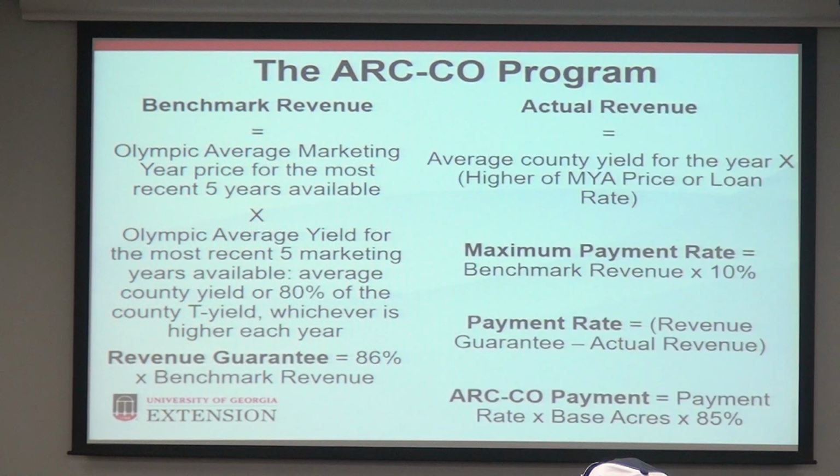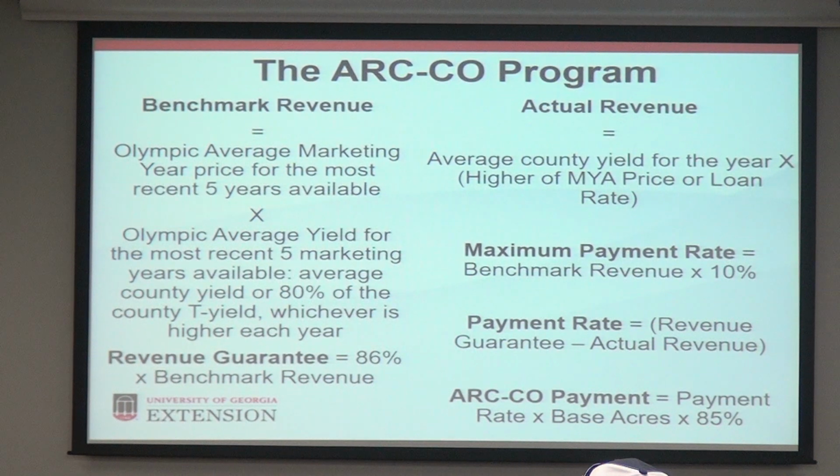That benchmark revenue goes into the computation for the payment for the Ark County based on what the actual revenue is, but recall it's not the actual revenue for your individual farm, it's based on that county yield. So again, this is a county-based program, so that actual revenue is the average county yield for the year times that marketing year average price. And you ultimately get that payment rate, that's the difference between the revenue guarantee and the actual revenue.